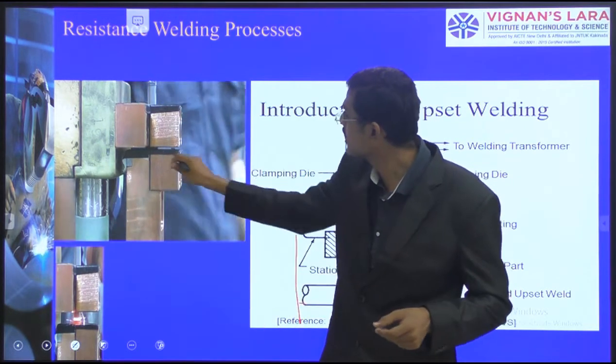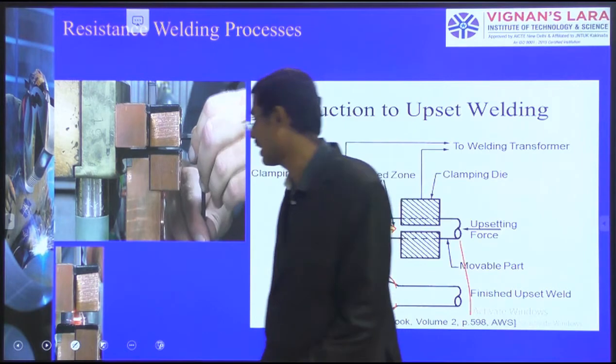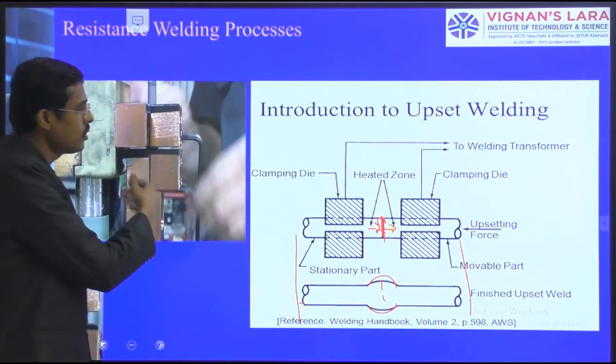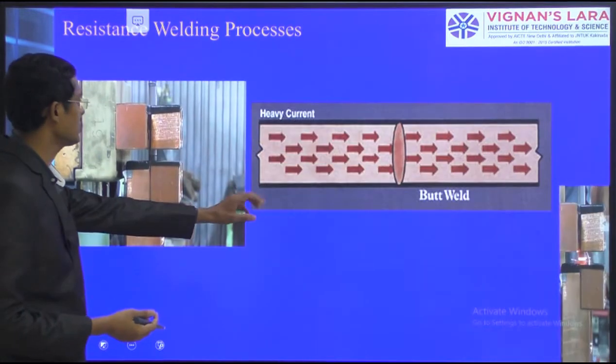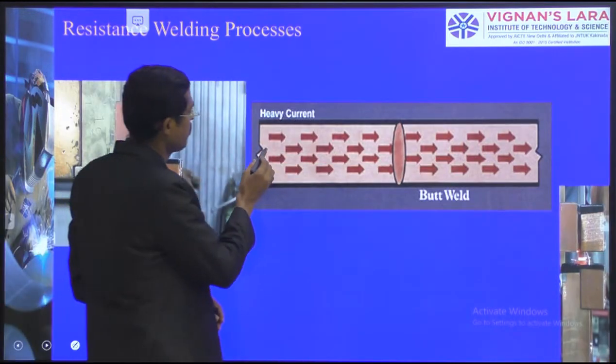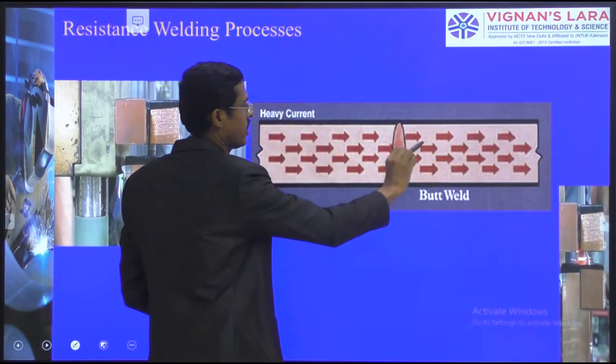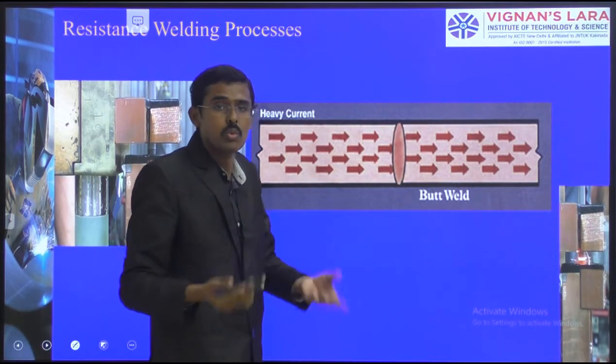A small flash occurs and the upset has occurred. That is why it is called upset welding. Then the removal process can go on. So what are we doing? A heavy current flows from one side to the other.